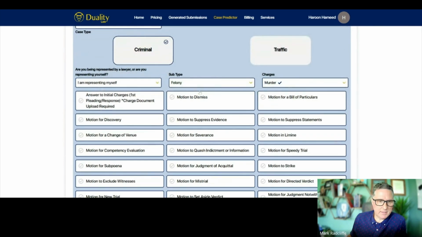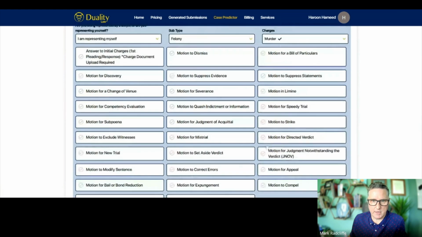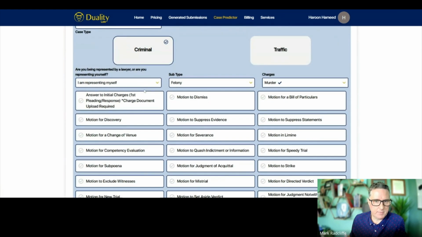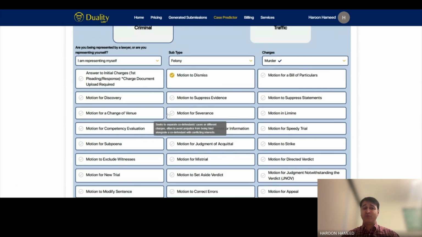And you see that when I selected that charge, it's populated an entire questionnaire that's going to walk me through the process of creating this. Yes, sir. Let's go with motion to dismiss. We're not going to upload an initial charging document, but we could, if you want to, and that would just create a two-step formula where you would answer some initial questions, and then there would be personalized questions based on your document and the information that's within the document. And you're always free to upload any documents that you have into the system, and it'll take those into consideration.